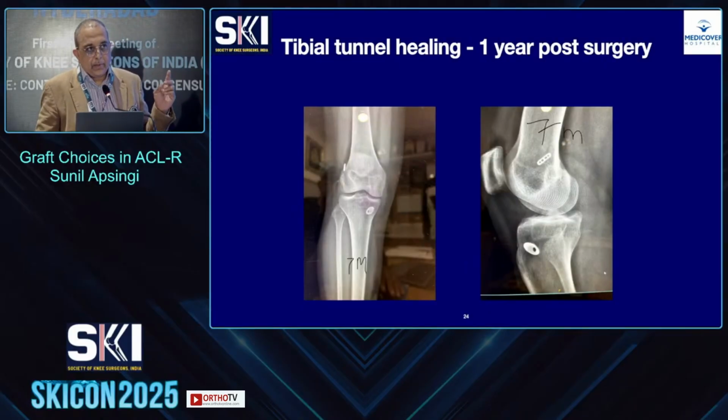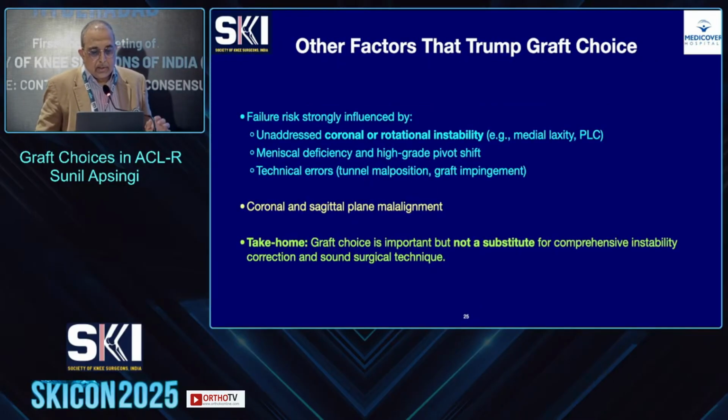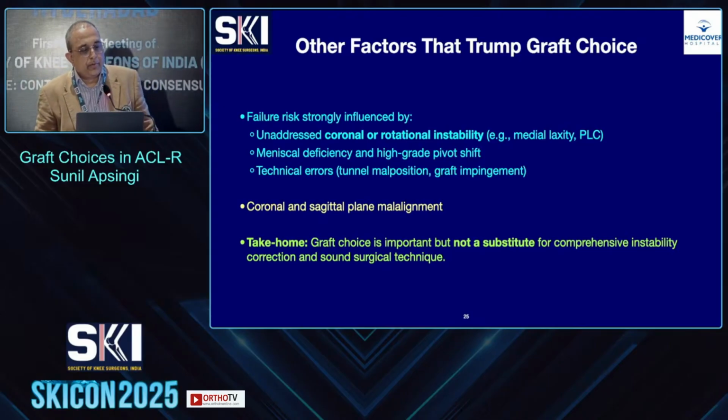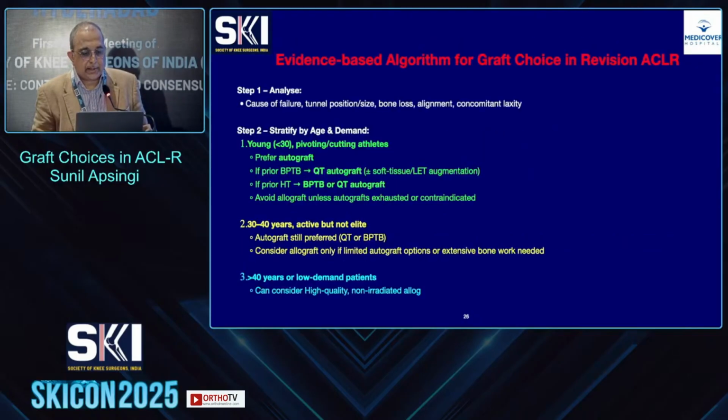This you can see even with a metallic suspensory device, so not necessarily a non-metallic suspensory device. Even with a metallic suspensory device, you find that the bone heals. There are other factors other than the graft choice which are more important when you go in for a revision ACL. The failure risk is strongly influenced by other instabilities, by meniscal deficiency, technical errors, very, very important, coronal and sagittal plane malalignment. So graft choice is important, but not a substitute for comprehensive instability correction and sound surgical technique.